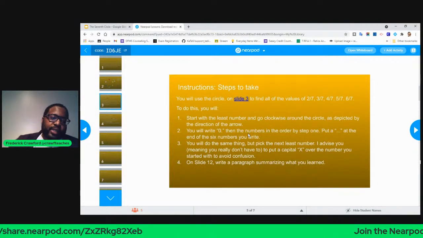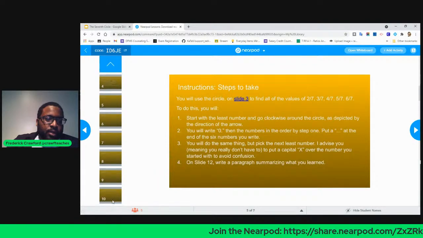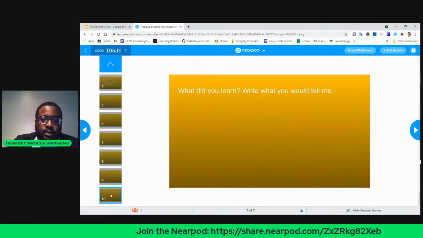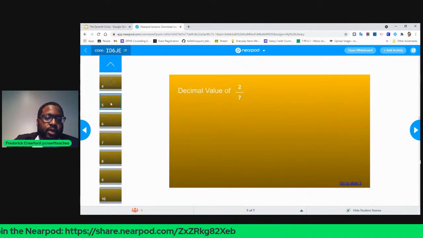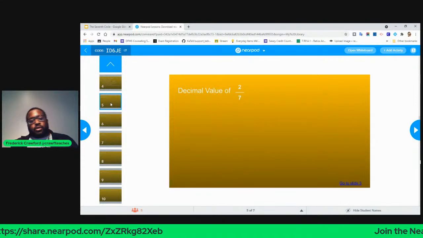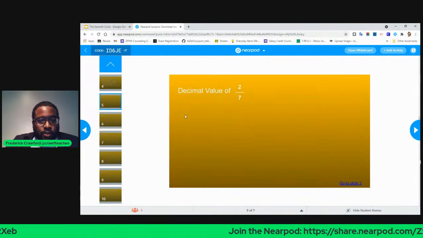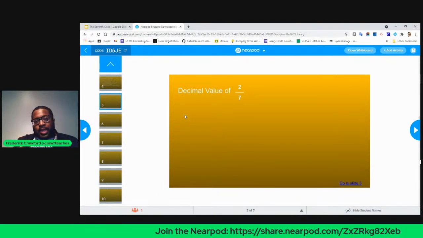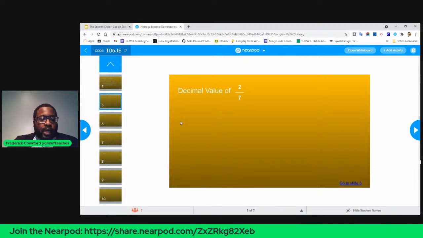Slide 12, originally I had it set up for you to paraphrase what you learned, but in the Nearpod, you can do that if you choose, and I do have it set up for you to do that with the Nearpod. So what I'm about to do is go ahead and demonstrate how to do it with this decimal value. I'm going to demonstrate what I want you guys to do.